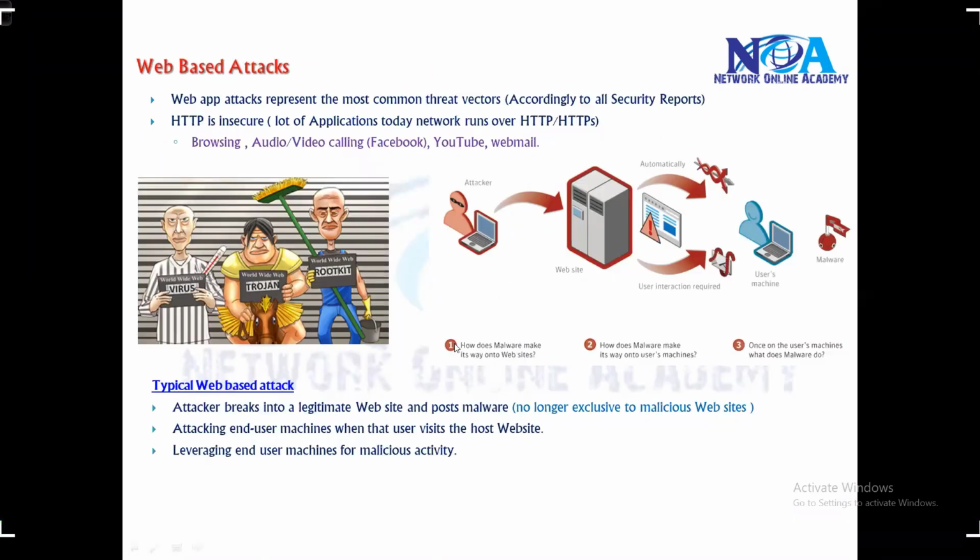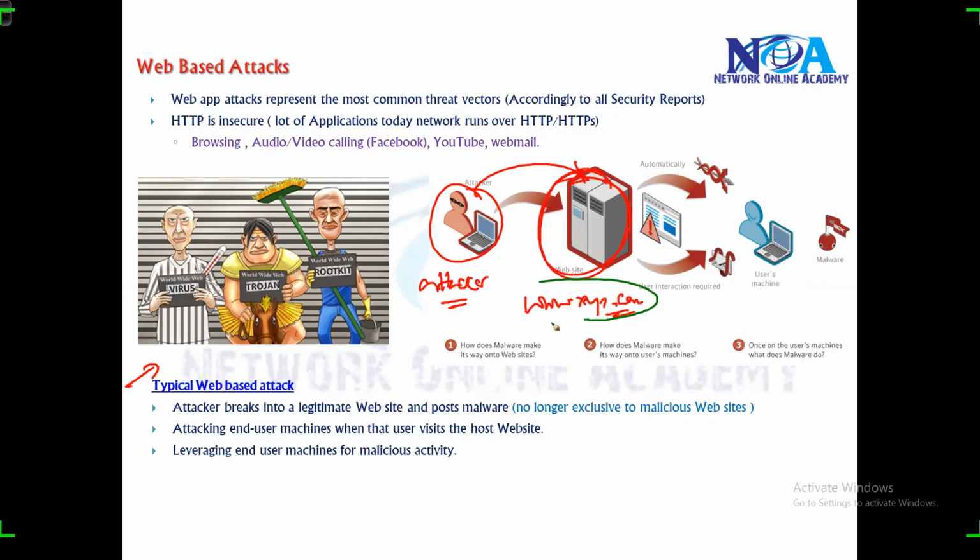One of the basic kinds of attack on the web is where the attacker is going to compromise a specific website. Let's say there is a website with the name www.xyz.com. Basically this is a valid website, maybe hosted by some company. Now the attacker is going to gain access and insert some kind of malicious code into that particular website. So the attacker breaks into the website and posts some kind of malware.